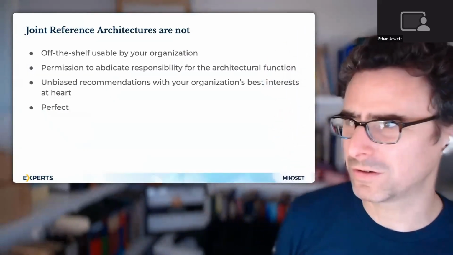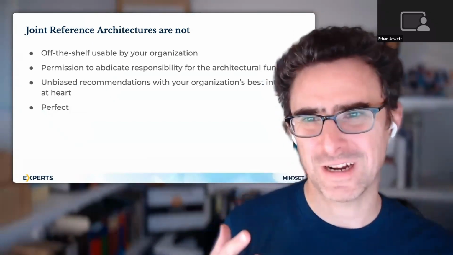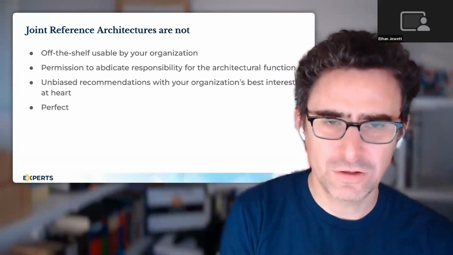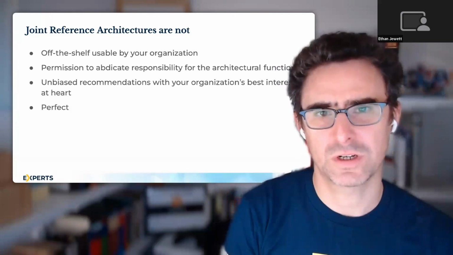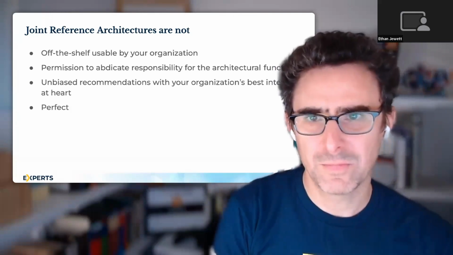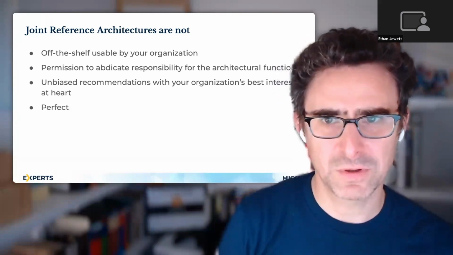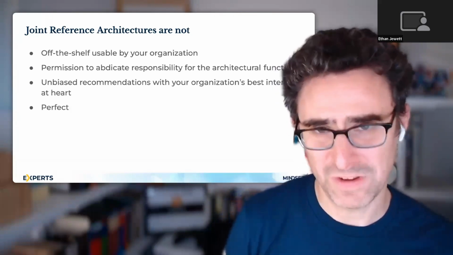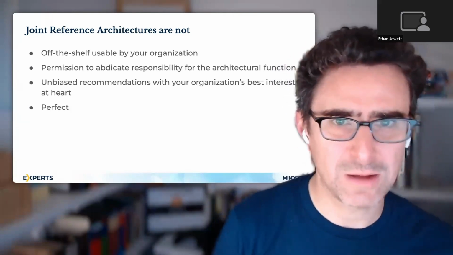But before we talk about that, let's talk really quick about what joint reference architectures are not. They are not really usually usable off the shelf by your organization. You are going to need to do some work to adopt them. They don't give you permission to abdicate responsibility of the architecture function, and they're not unbiased, which is the reason why you have to keep that responsibility. And then lastly, they're not perfect.